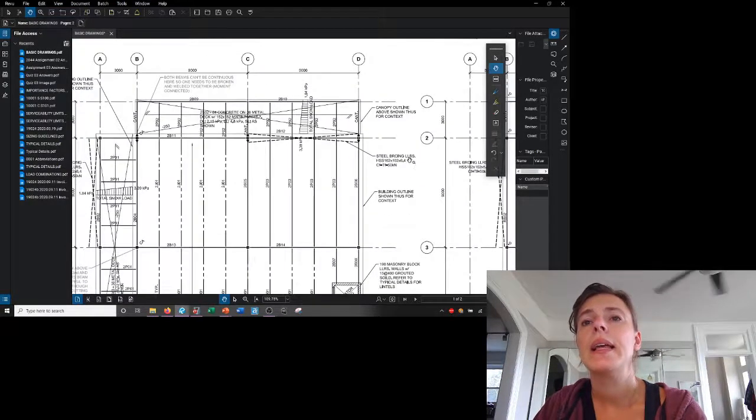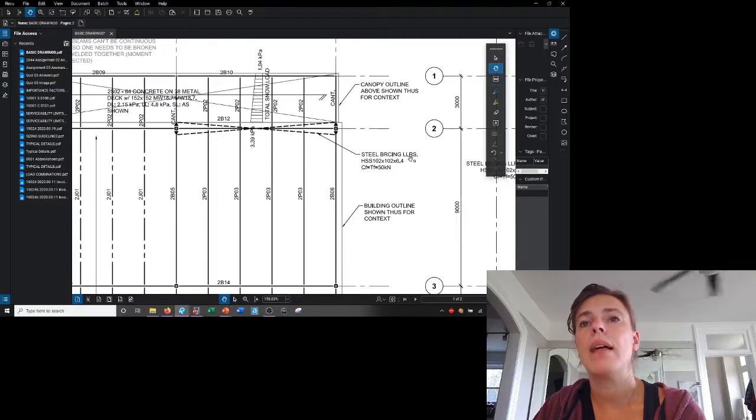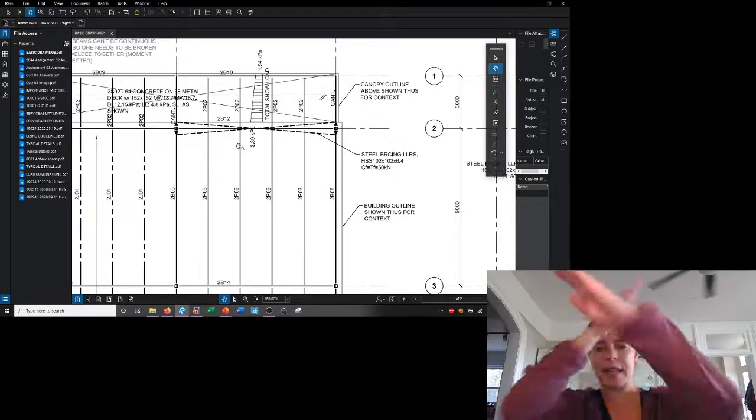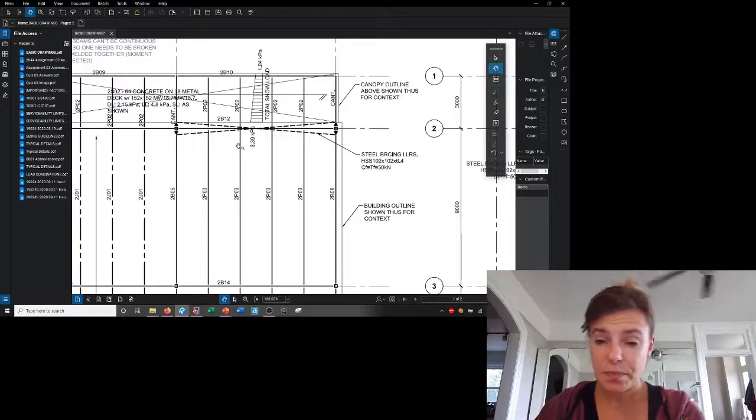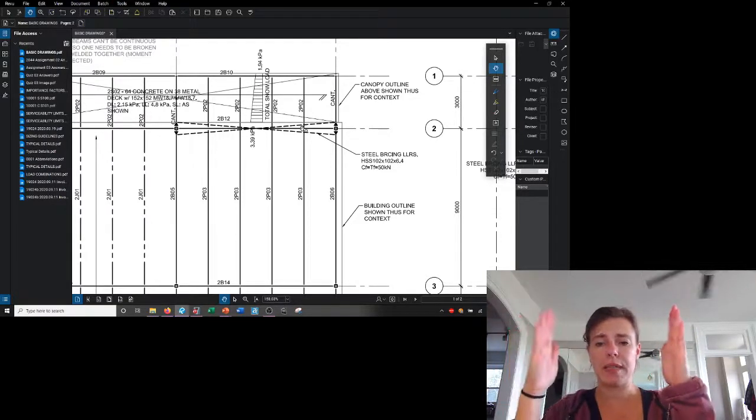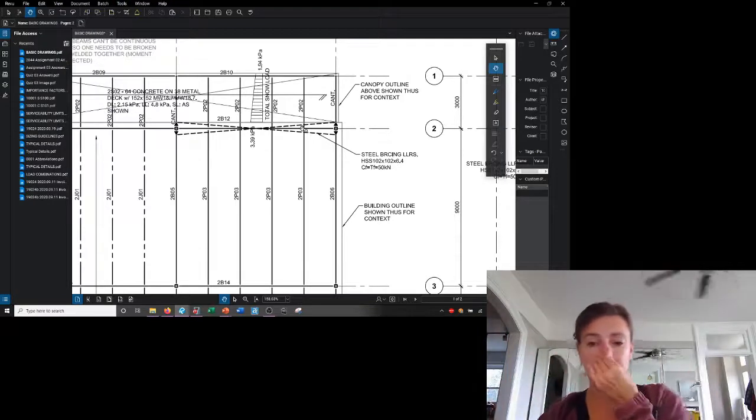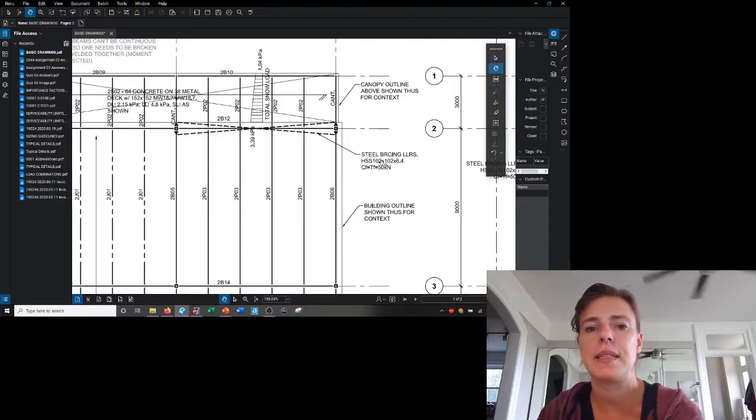Steel bracing, lateral load resisting system, LLRS. So that's telling us in the wall, there are steel elements that look like that, and that's our lateral load resisting system. That's stopping our building from tipping over. We should always be identifying our lateral load resisting system on our drawings.